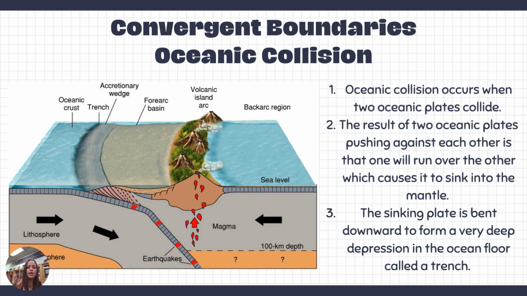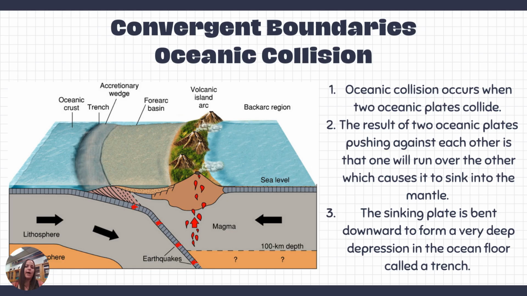So with oceanic collision, we have hydrolyzed minerals going down into the mantle, lowering the melting temperature, allowing for magma to rise, and it creates a volcanic island arc. On either side of that arc, we have a forearc basin, which is on the side of the trench, between the trench and the island arc. We have the back arc basin, which is behind everything, on the other side of the volcanic island arc. And then the last piece that we have here is what we call an accretionary wedge.